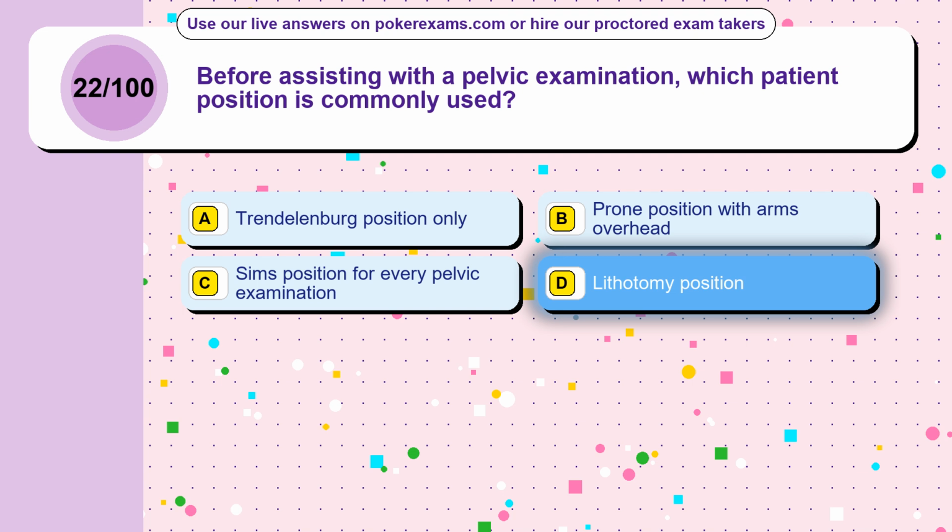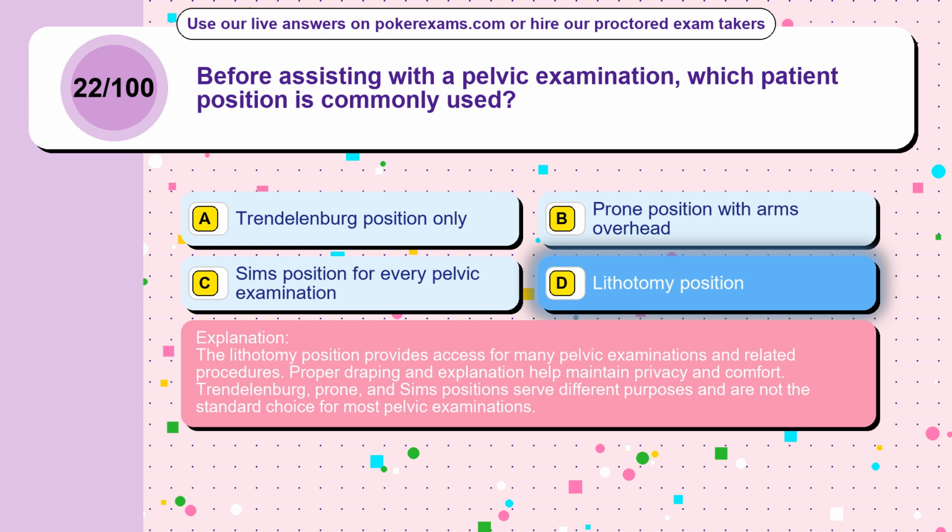Lithotomy position. The lithotomy position provides access for many pelvic examinations and related procedures. Proper draping and explanation help maintain privacy and comfort. Trendelenburg, prone, and Sims positions serve different purposes and are not the standard choice for most pelvic examinations.